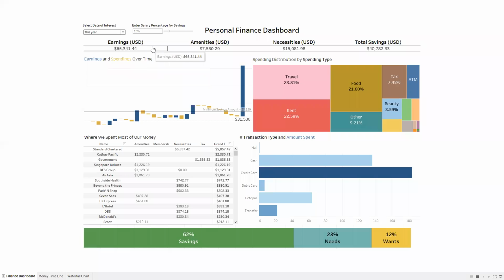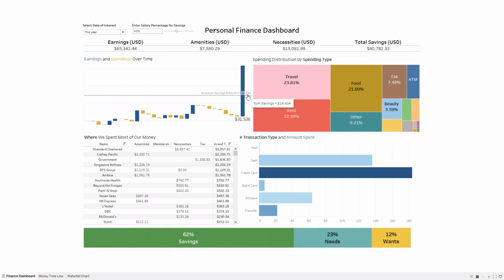Okay, so this is a very cool feature that I really like. I don't know if I can do this in Power BI. Here you see where it says enter salary percentage for savings, right? I can actually change this percentage, I can just be flexible with this slider.